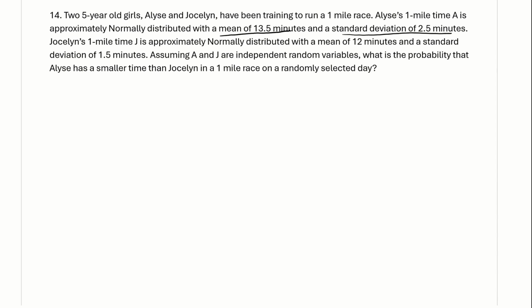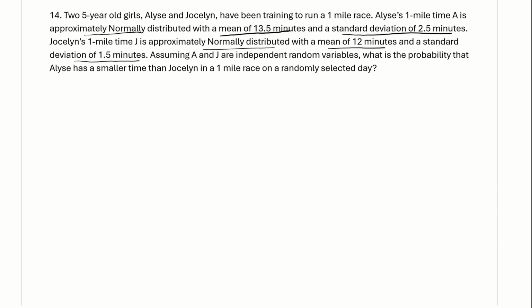And we got Jocelyn's 1-mile time is approximately normally distributed, so they're both normally distributed. That's important to know there. With a mean of 12 minutes and a standard deviation of 1.5 minutes. Assuming A and J are independent random variables, what is the probability that Elise has a smaller time than Jocelyn in a 1-mile race on a randomly selected day?